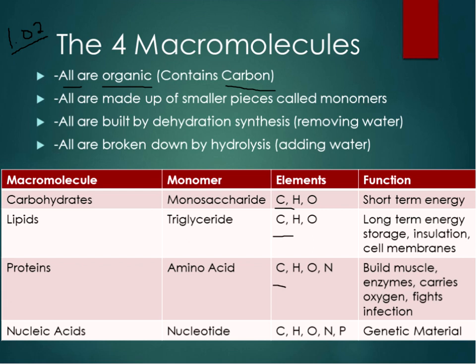See? Carbon, carbon, carbon, carbon. They are all made up of smaller pieces called monomers. Carbohydrates are made up of monosaccharides. Lipids are made up of triglycerides. Proteins are made up of amino acids. And nucleic acids are made up of nucleotides. Those are all monomers, which are the building blocks or the pieces of the macromolecules.